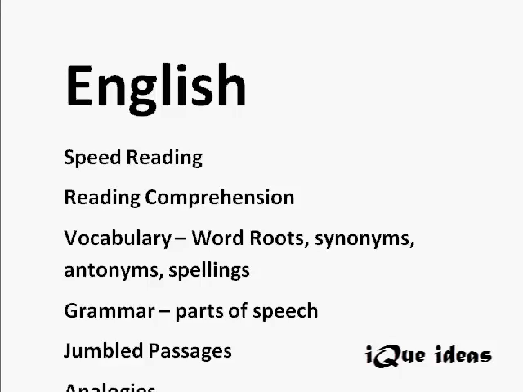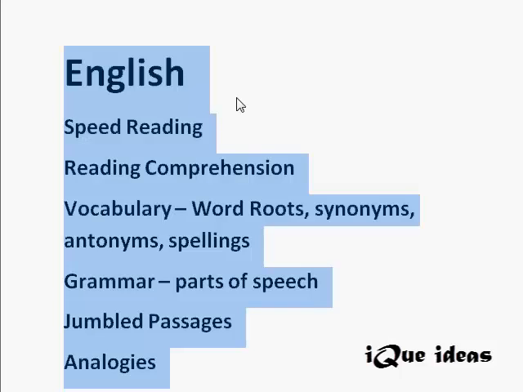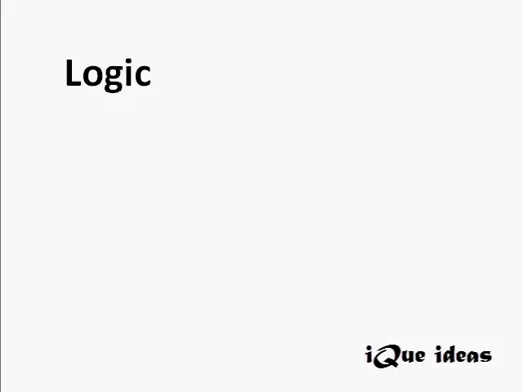So English basically would consist of your speed reading, your reading comprehension, your basic knowledge of vocabulary, word roots, synonyms, antonyms and spellings, grammar, jumbled passages and analogies. If you are comfortable with these, you can expect to score reasonably well in English. Now, the next subject that I am going to give you the basics of is logic.